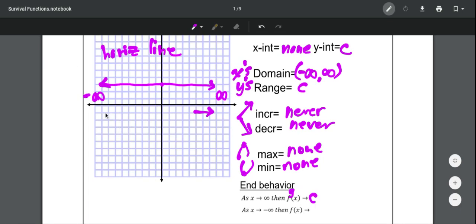And as x goes to negative infinity, what does y go to? Well, it still goes to c. And that one's a little bit hard with some of these parts. So we're going to talk more about these parts as we go a little further.